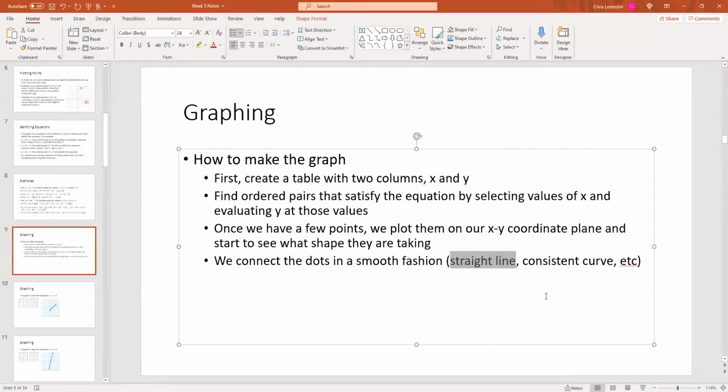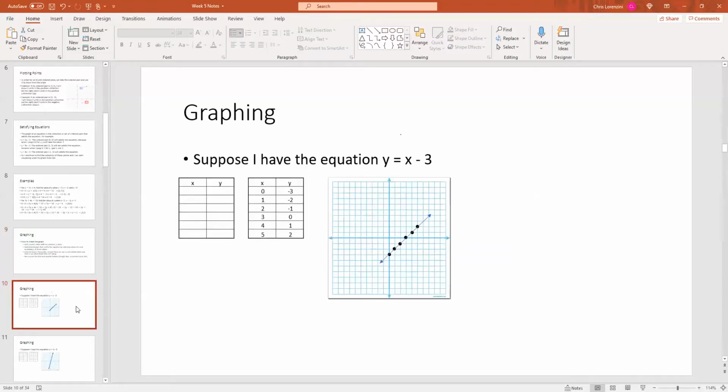Again, when we're doing this process in the real world, we may end up running into a situation where we have a non-linear function. We can follow the same process, but hopefully we will have some additional education when it comes to those types of things. So suppose I have the equation y is equal to x minus 3. The first thing I want to do is create a table x, y, and then I want to start populating that table going forward.